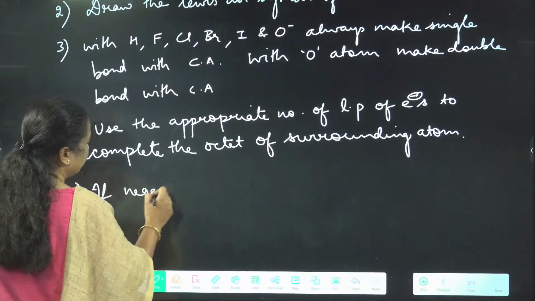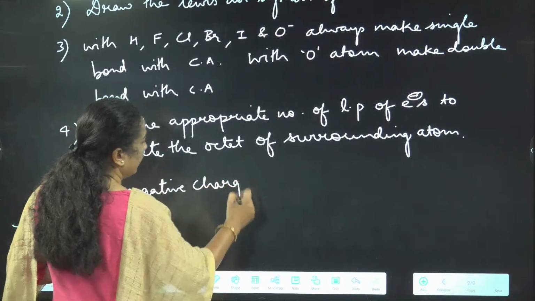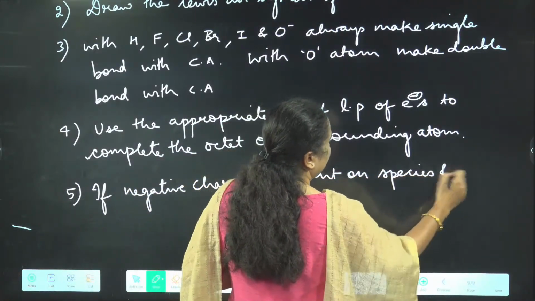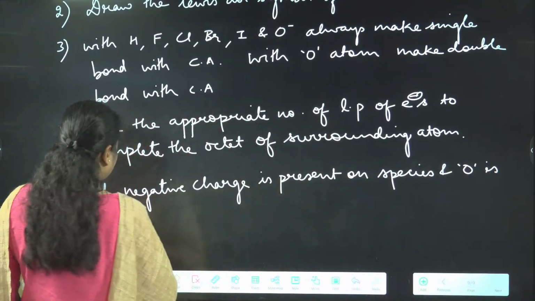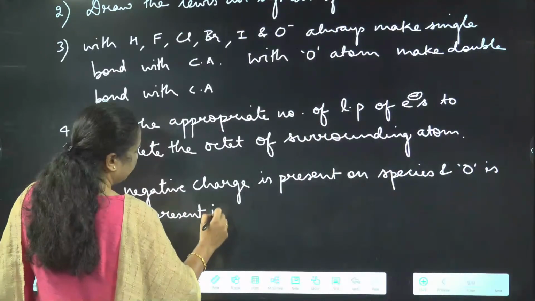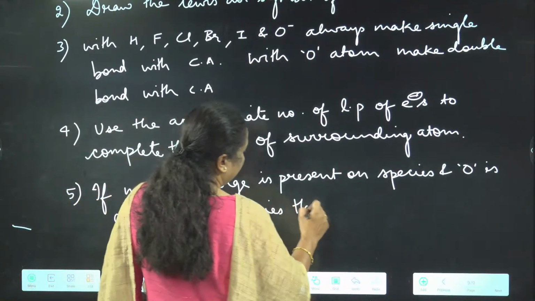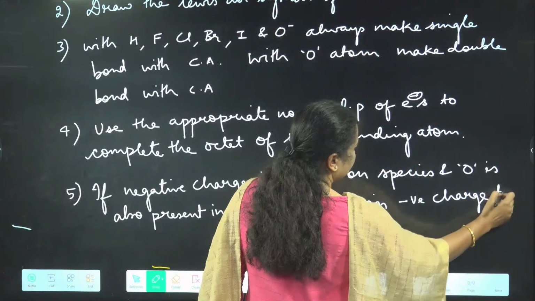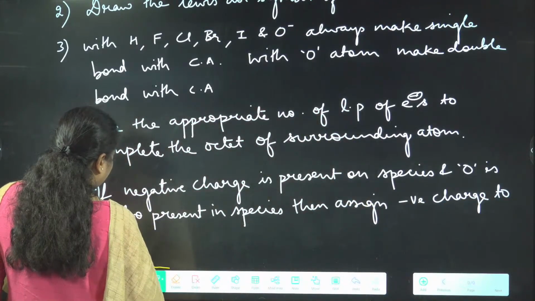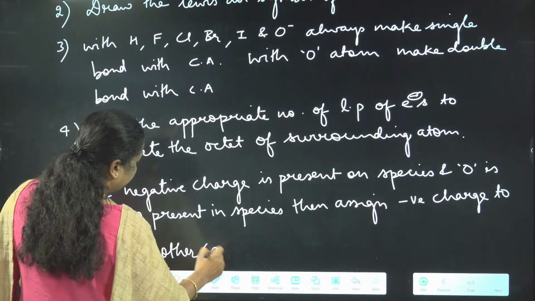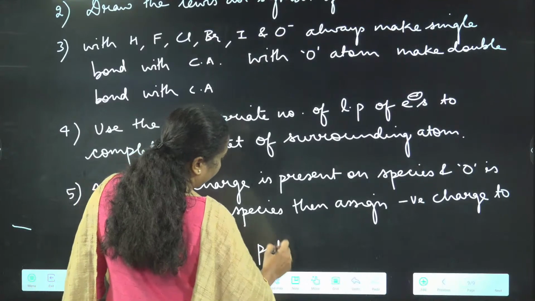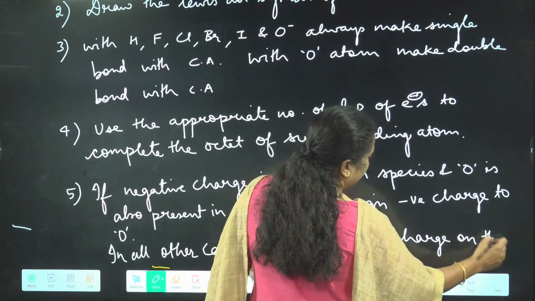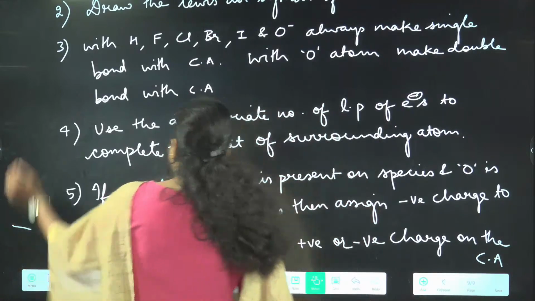If negative charge is present on species and oxygen is also present in species, then assign negative charge to oxygen. In all other cases, put positive or negative charge on the central atom, right? So first write down these points and then we'll proceed further.